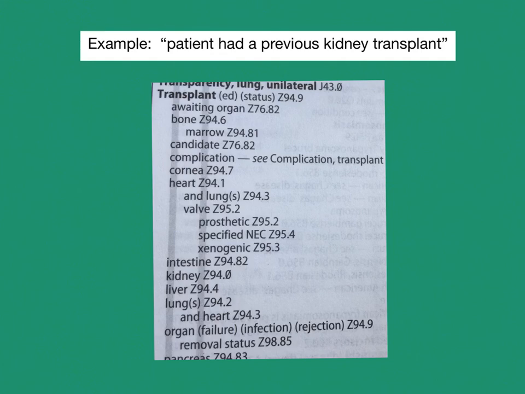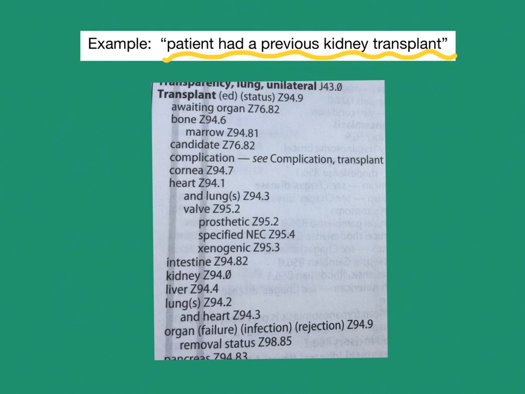Looking at another example of a Z code, this time let's pretend a patient is being seen for a complicated cardiac procedure. And as we're reviewing the medical record, we see this phrase that the patient had a previous kidney transplant. It would be a good idea to note the presence of the past organ transplant, that the patient has this transplanted kidney, because it may affect the current treatment during the procedure for the cardiac issue.